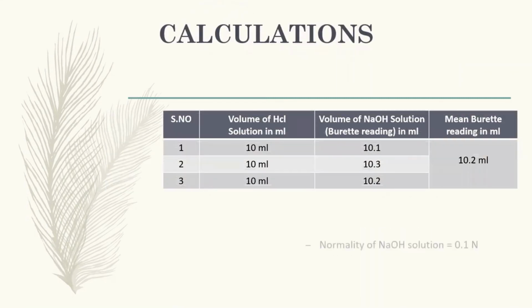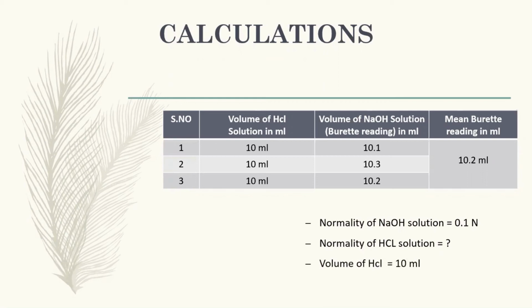Calculations. Normality of NaOH solution taken is 0.1 normal. Normality of HCl solution is unknown. Volume of HCl pipetted out is 10 ml. Volume of NaOH solution, that is mean burette reading, is 10.2 ml.